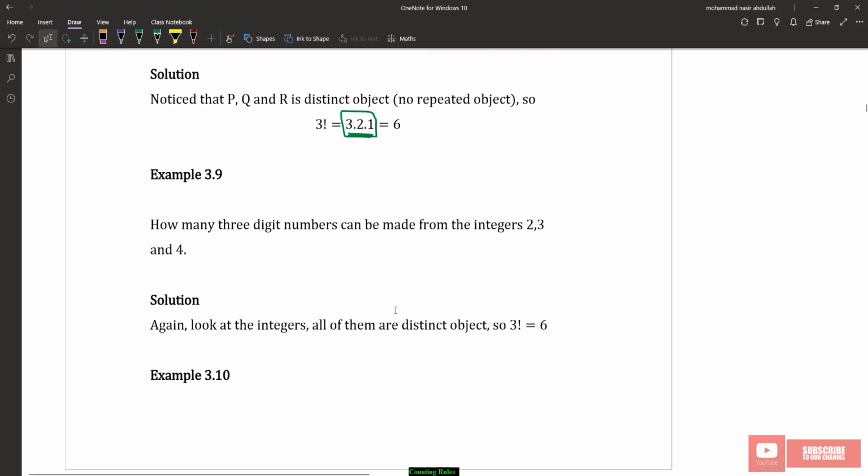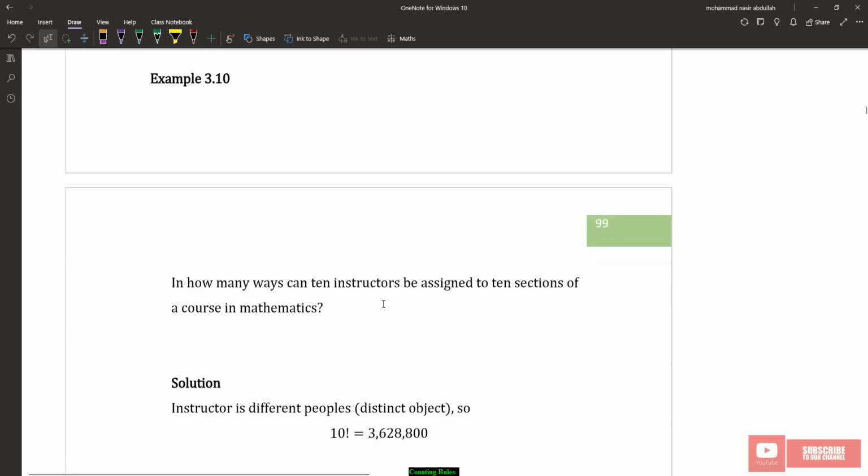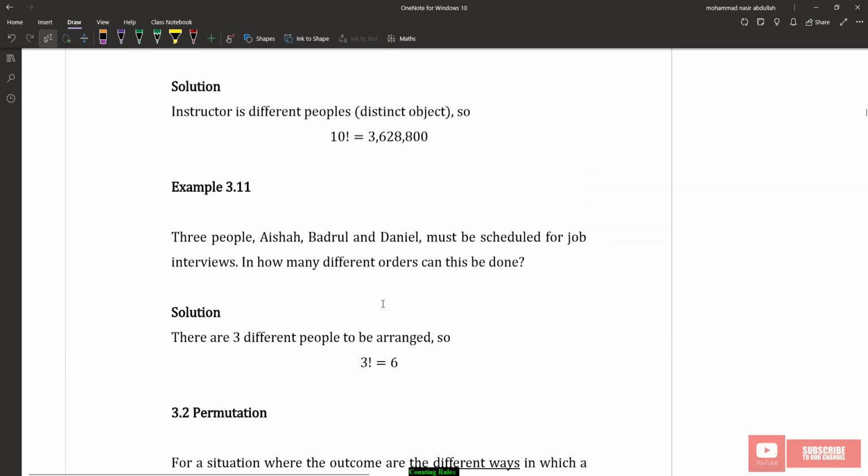Right? So example number 3.9, example number 3.10, 3.11 are all the same concept. So you need to read by yourself. Later on, at the end of this topic, we will do extra questions.